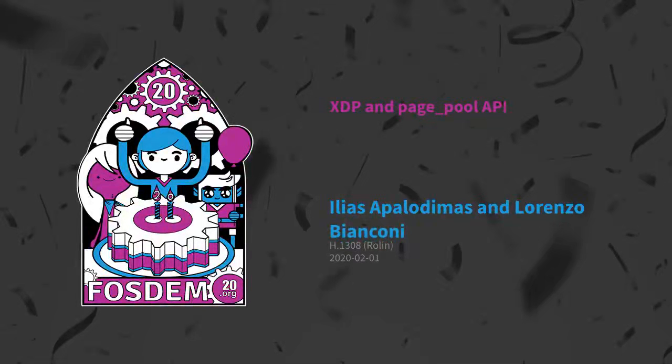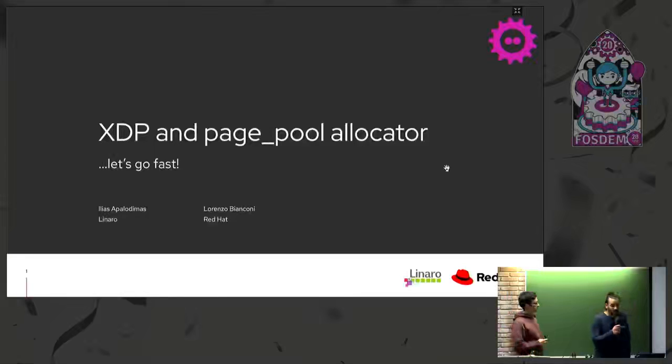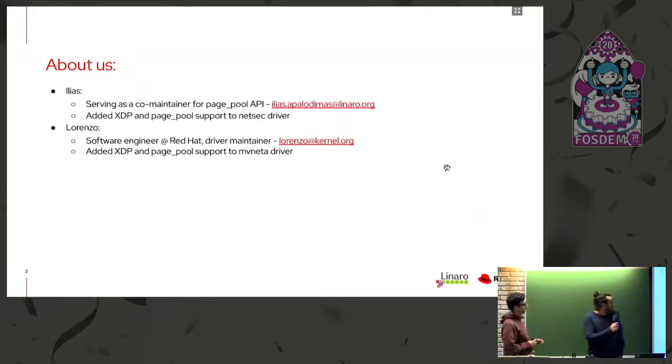Hi, we're going to present XDP and the page pool allocator and how you can easily add a driver or convert an existing Linux driver into using XDP by using an in-kernel API. The reason we decided to talk is that I'm Elias, I'm the technical lead for Linaro Edge and Fog networking department, and I'm serving as a co-maintainer for the page pool API at the moment.